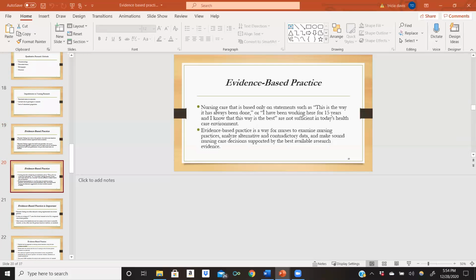Okay. So nursing care that is based only on statements such as, "This is the way it's always been done," or "I've been working here for 15 years and I know this is the best way," is not sufficient in today's healthcare environment. And that statement is 100% true. There are things that I've learned in the last 6 years that don't apply anymore.